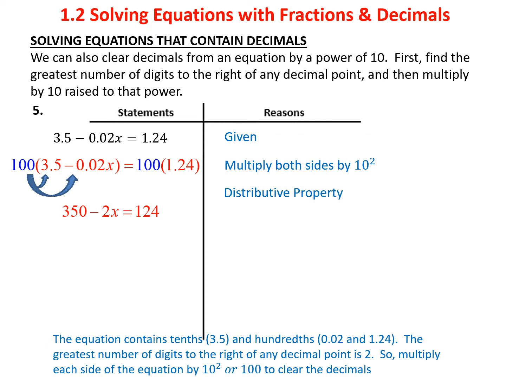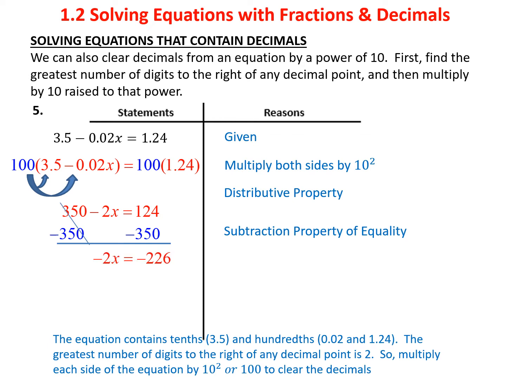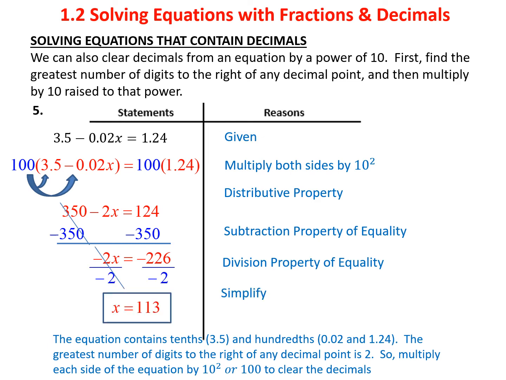Now to solve this equation, we're going to use the subtraction property to subtract 350 from both sides, so I get my x alone. And now undo this by dividing by minus 20. Again, we're just working a two-step equation now. And we get an answer of 11.3.